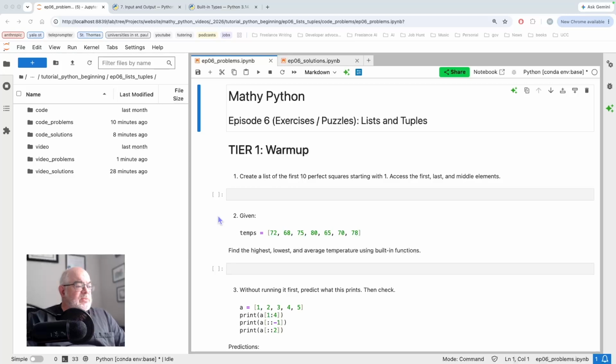Then in the challenge problems, we look at running total, list rotation, how to flatten a nested list at least one level deep, how to find the second largest, not the largest element, but the second largest. And finally, we look at the dot product.